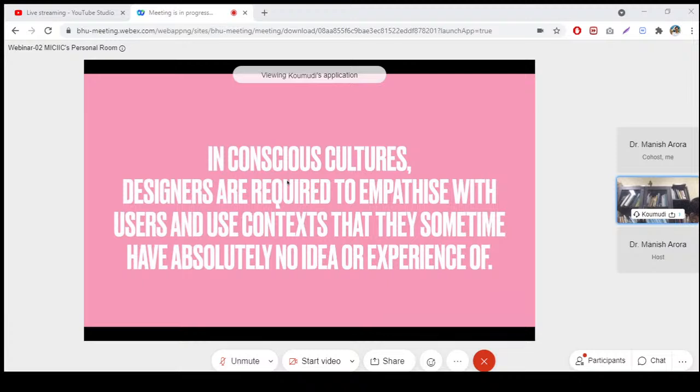This should give you an idea of how interconnected and interdependent the roles of the design, user, and the context of use are. In conscious cultures, designers are required to empathize with users and use contexts that they sometimes have absolutely no idea or experience of. The gap between the worldview of the designer and the user can lead to several challenges and sometimes complete failure. The design discourse has tried to resolve this gap between the designer and the user through different radical frameworks. We will discuss some such frameworks from here on.